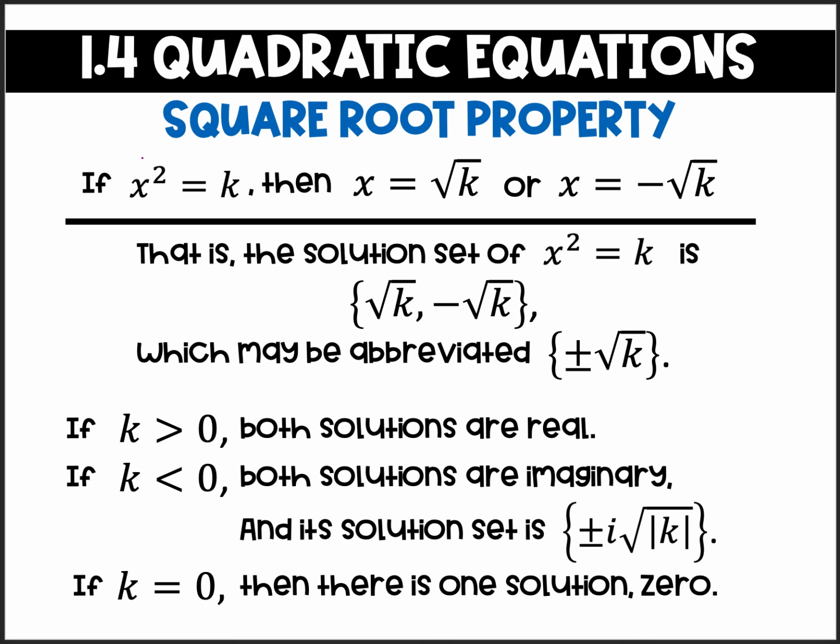Now we have three possible cases. If your k is greater than 0, both of your solutions are real numbers. If your k is smaller than 0, meaning a negative number, if the radicand value that you have inside the root is a negative number, you have two imaginary solutions: negative i square root of the absolute value of k and i square root of the absolute value of k. And if your k is equal to 0, then there's only one solution, 0.